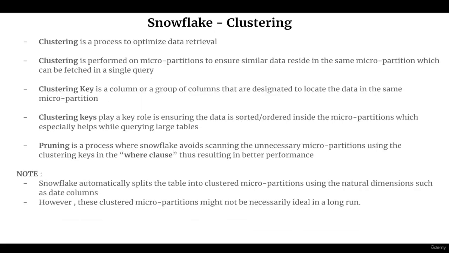Now, what is clustering? Clustering is a process to optimize your data retrieval process. Clustering is performed inside micro-partitions to ensure similar data resides in the same micro-partitions, which can then be fetched in a single query. Clustering keys are a column or a group of columns that are designated to locate the data inside the same micro-partition. These clustering keys play a key role in ensuring the data is sorted or ordered inside those micro-partitions, which especially helps when you query huge amounts of data or large tables.